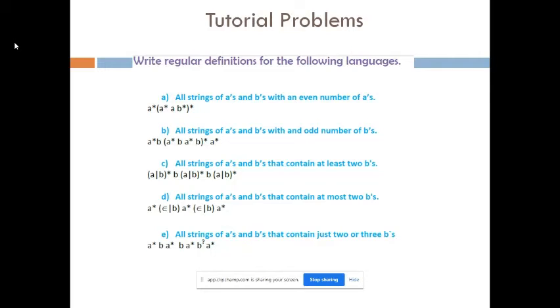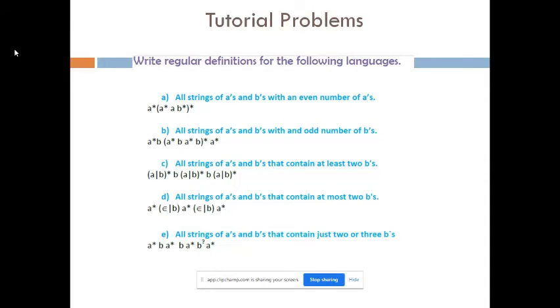So the answer for this problem is A* B (A* B A* B)* A*. And the third question is all the strings of A's and B's that contain at least two B's. So at least two B's you should have, and any number of others. So (A|B)* B (A|B)* B (A|B)*.